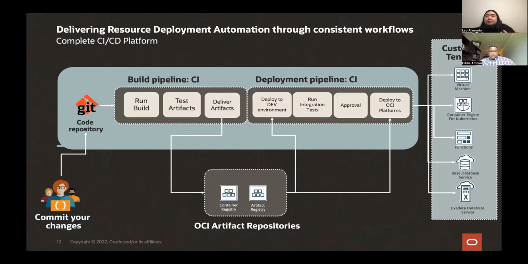Now, in terms of the deployment automation, for the deployment pipeline, on the success of their build pipeline, they can easily start the resource deployment to the OCI platform. I'm talking about the full stack resource deployment starting from their application tier, which could run on a compute service, could be a virtual machine or a bare metal, or it could be running on a container engine for Kubernetes that comes with functions, and then they can easily launch their Oracle Database Cloud Service.